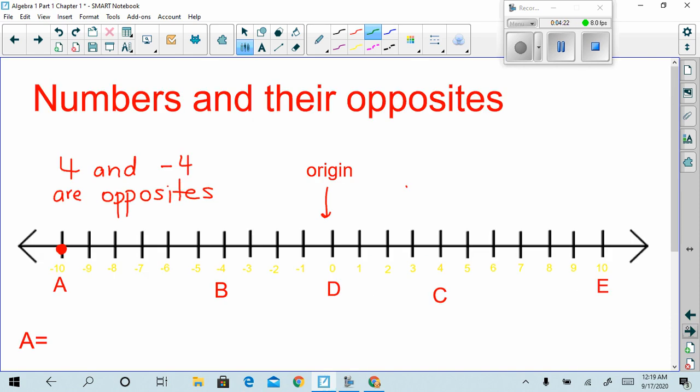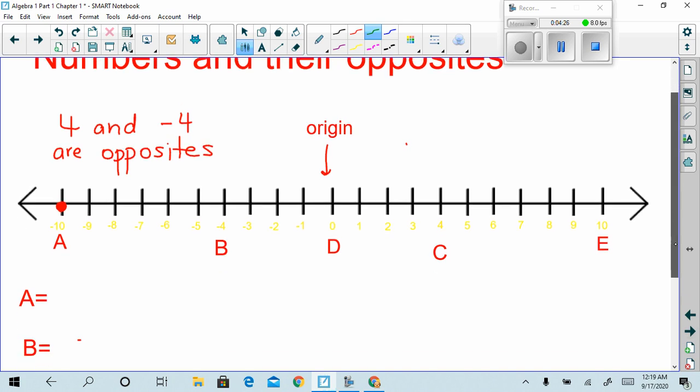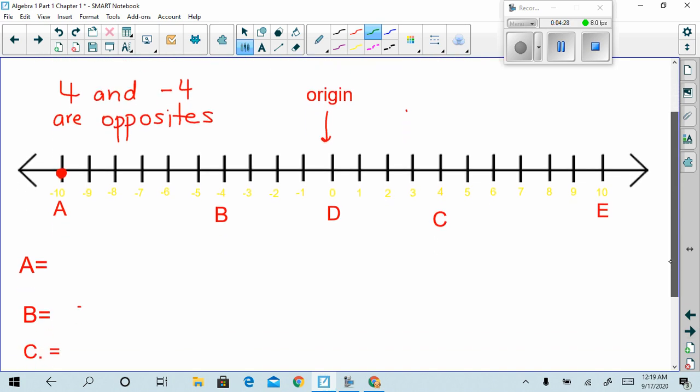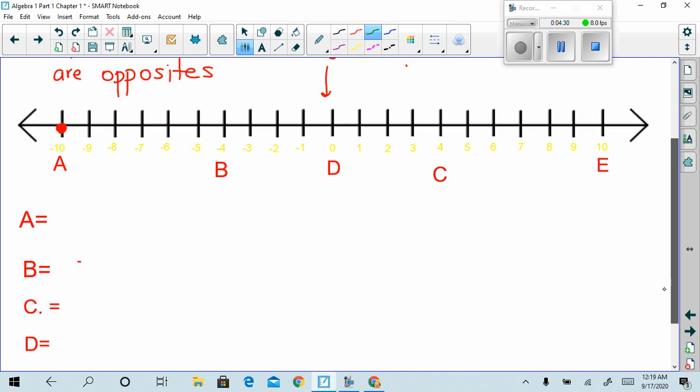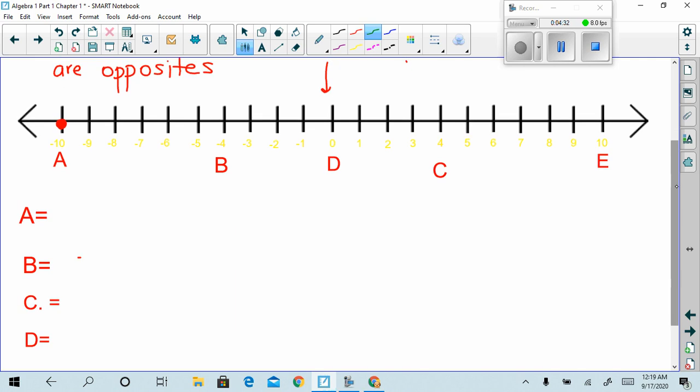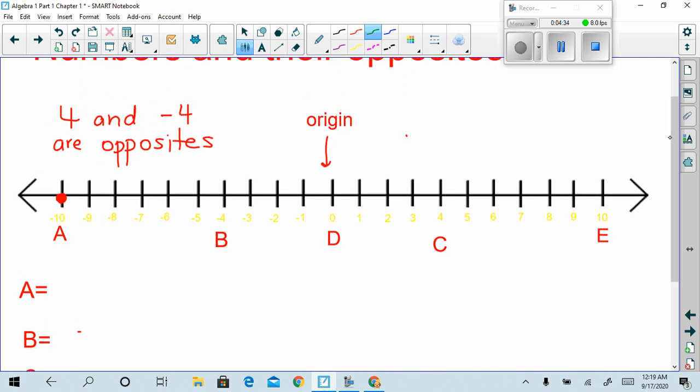Numbers and their opposites, once again, here's that number line. I'm going to look at naming these points. We call this 0 the origin. So right here, where the positive and negative split, everything to the right is positive, everything to the left is negative. We find that this point here is called the origin.